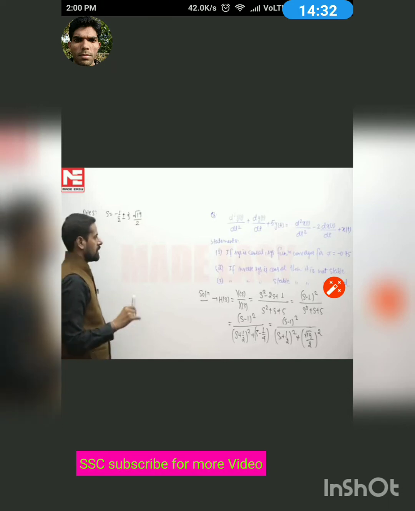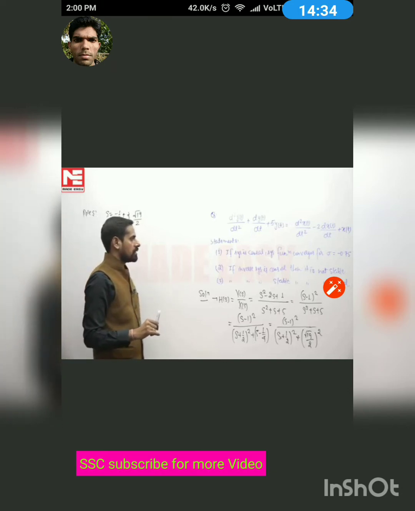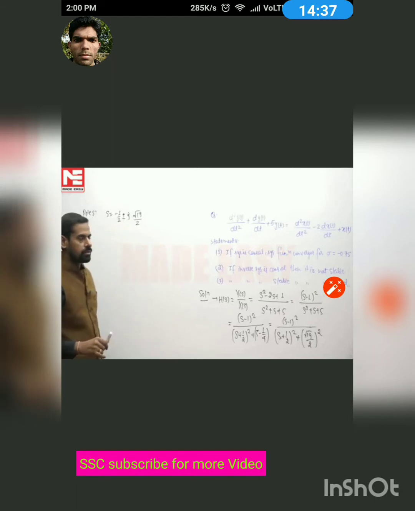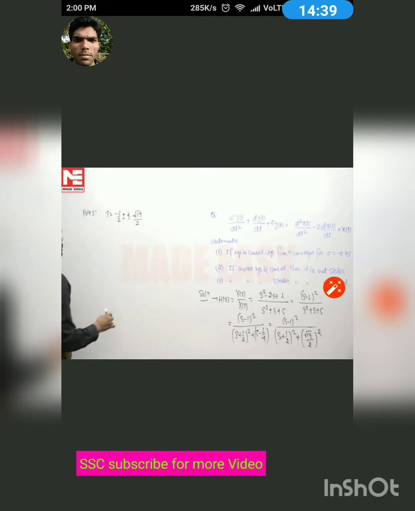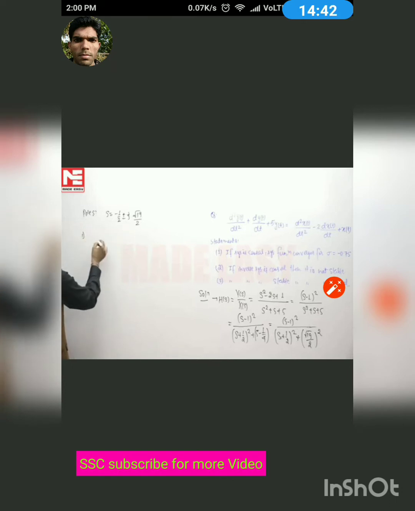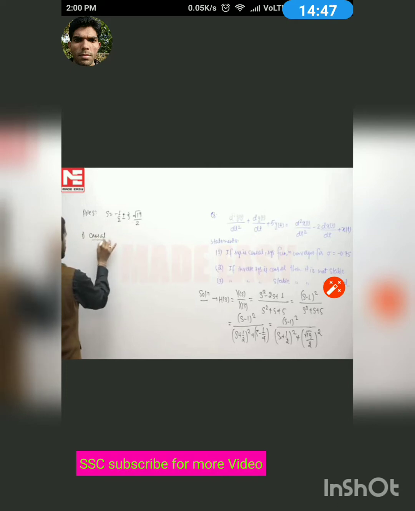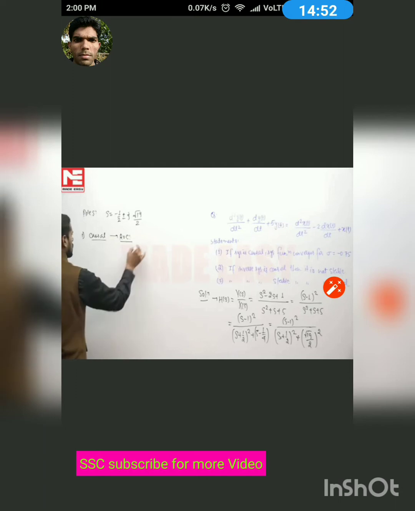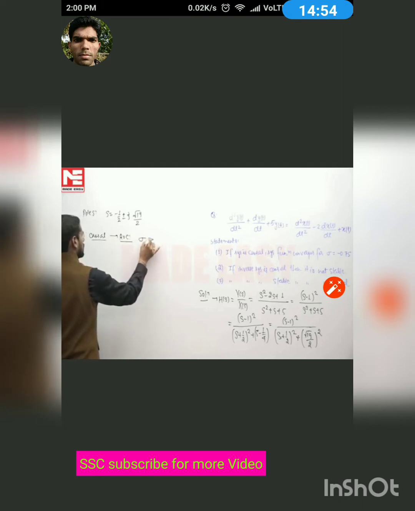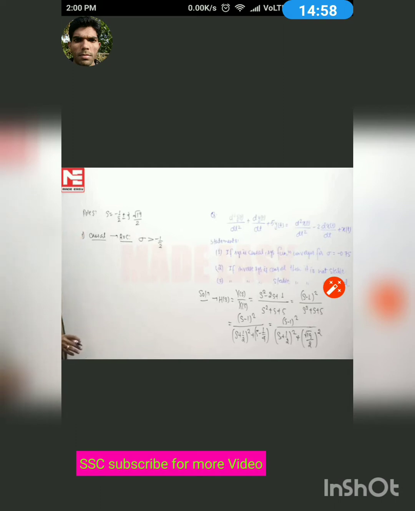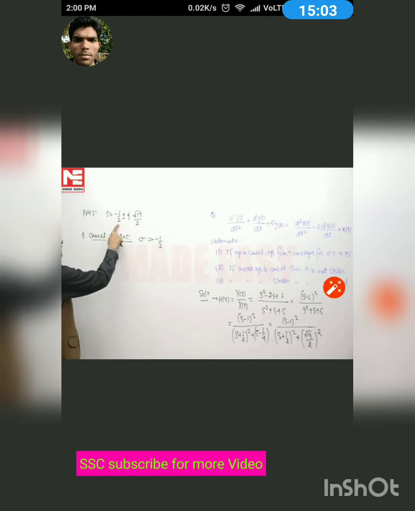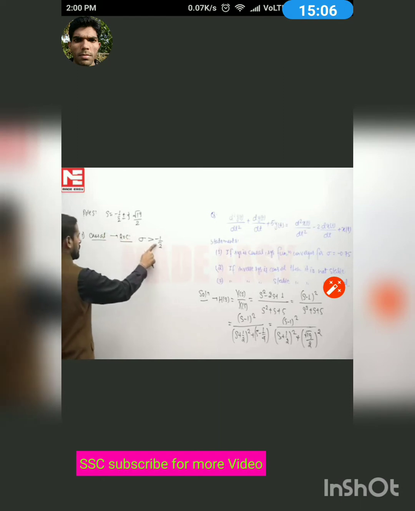Now the first statement is: if the system is causal, then the system function converges for sigma equals minus 0.75. First of all, according to statement 1, if we proceed, then this system will be causal. If we write down the ROC for the given system, sigma will be greater than minus 1 by 2. ROC is always related to the real part of the pole. Here the real part of the pole is minus 1 by 2, so the ROC will be related to minus 1 by 2.